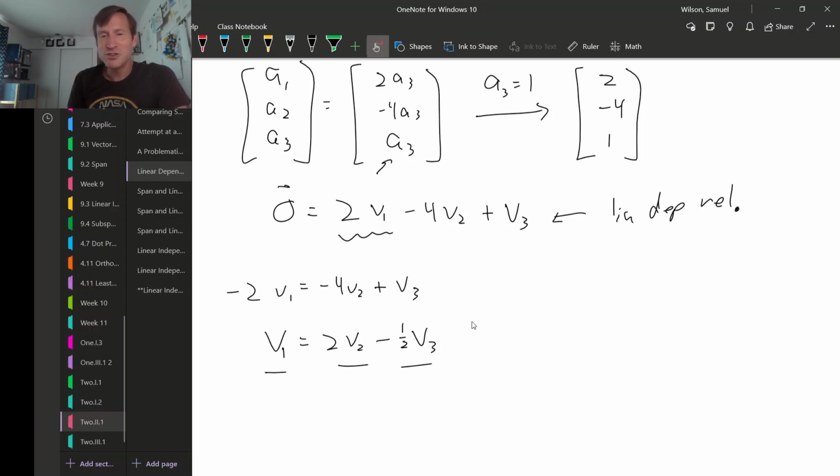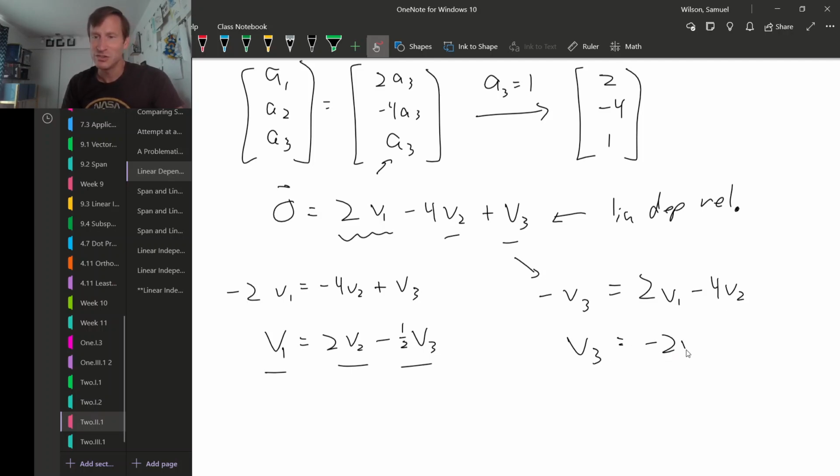Of course, we could do that with v2 or with v3. It works for any vector that has a non-zero coefficient. If we moved v3 over, then we'd have minus v3 is 2v1 minus 4v2, and then multiply by -1, we get v3 is -2v1 plus 4v2. So if we want, we can display v3 as a linear combination of v1 and v2. And if you want to, you can figure out v2 as a linear combination of v1 and v3.